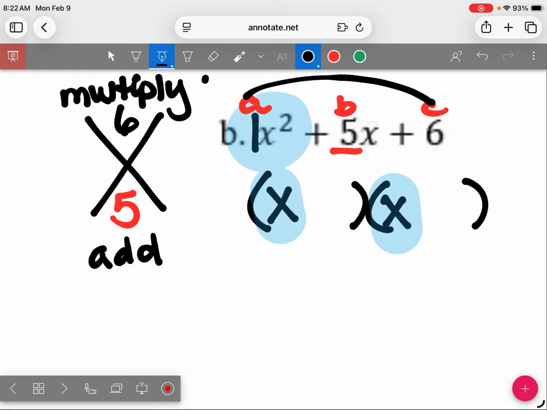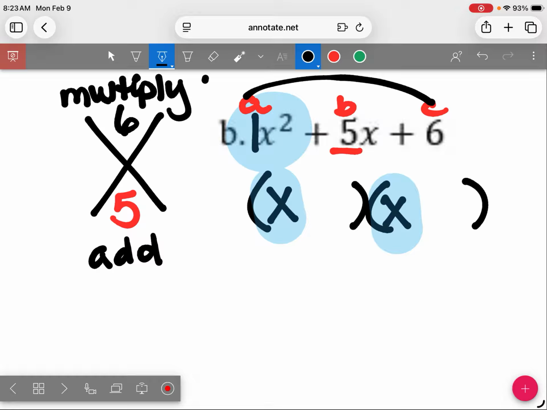I think this is the hardest part of factoring. It's finding those 2 numbers, which is why I do have multiplication tables if you would like to help you find those numbers a little faster. All right, so who wants to tell me the 2 numbers?